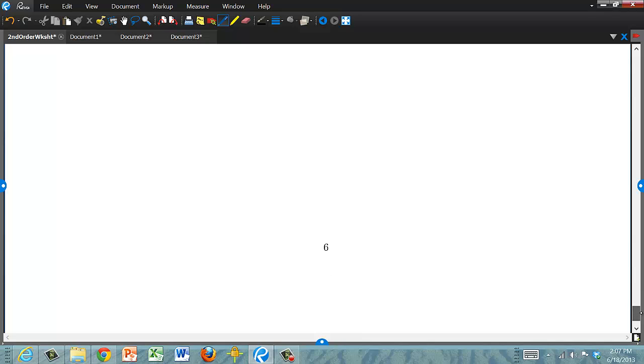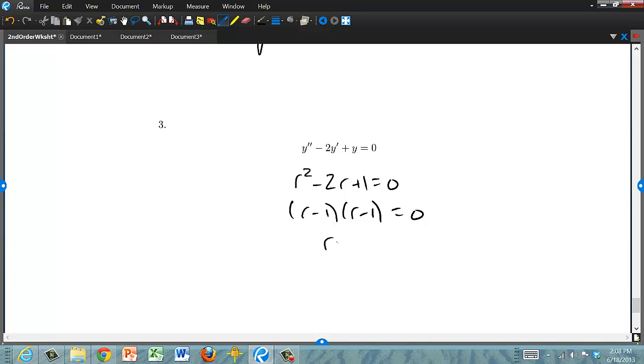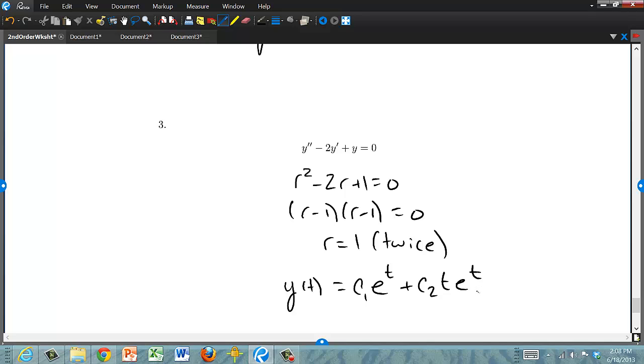Okay, let's go ahead and do just one more example. Again, we'll write down the characteristic equation, r squared minus 2r plus 1 equals 0. We can factor that as (r minus 1) times (r minus 1) equals 0. We have a root at 1 that's repeated twice. And so our general solution will have two parts, c1 e to the t and c2 t e to the t. And that's it.